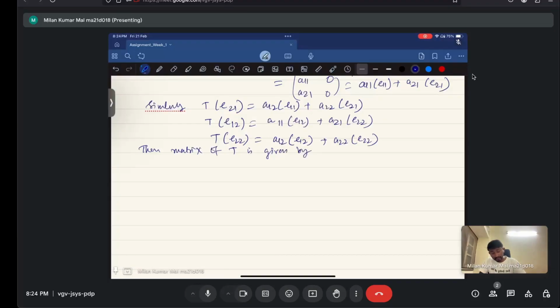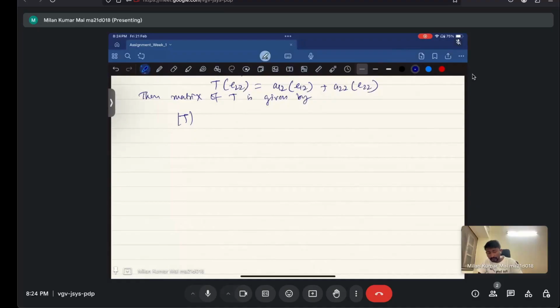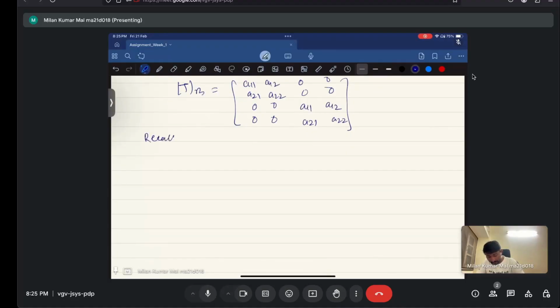given by, so let's take this as the ordered basis beta. Then the matrix of T with respect to beta will be A11 A12 A21 A22 0 0 0 0 0 0 0 0 A11 A12 A21 A22. Now recall that A, with entries A11 A12 A21 A22, is diagonalizable.